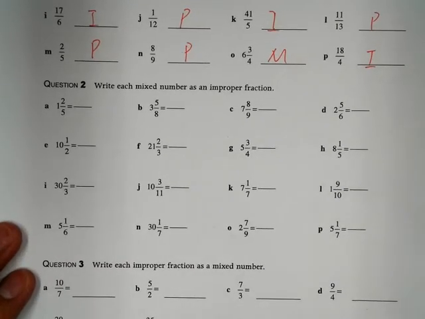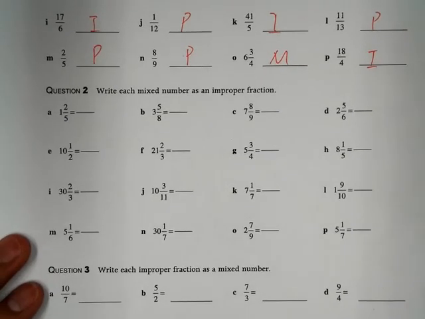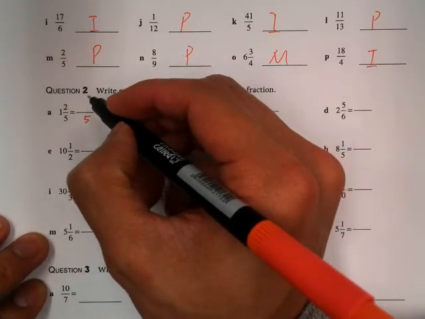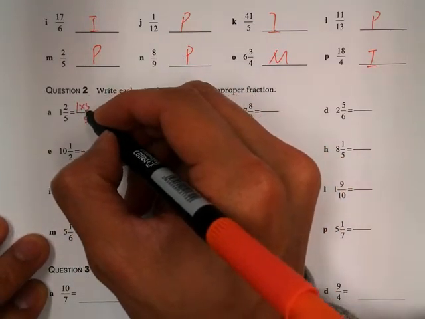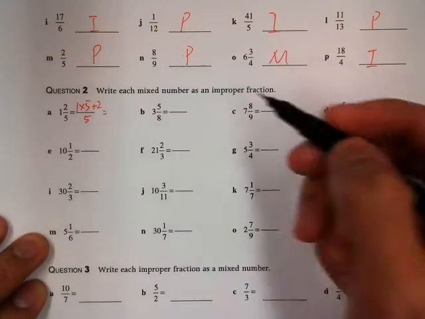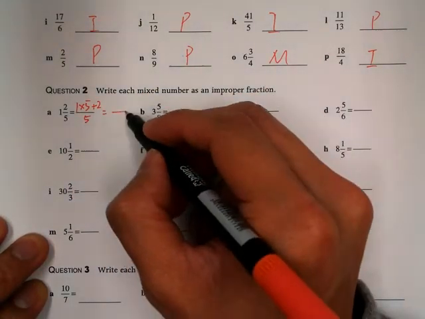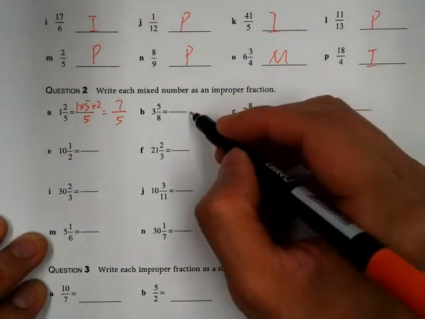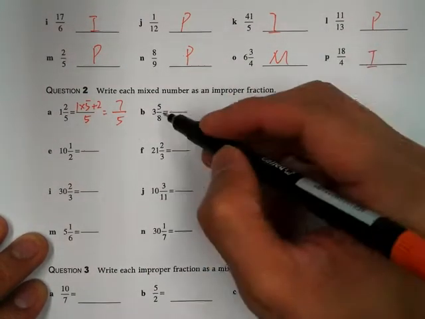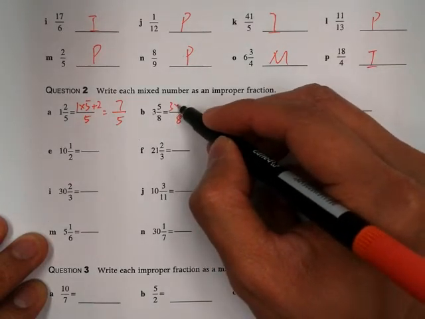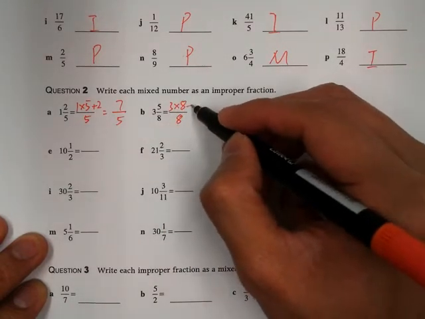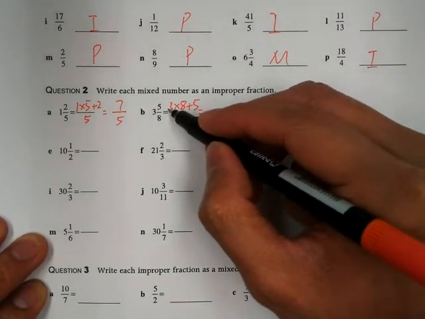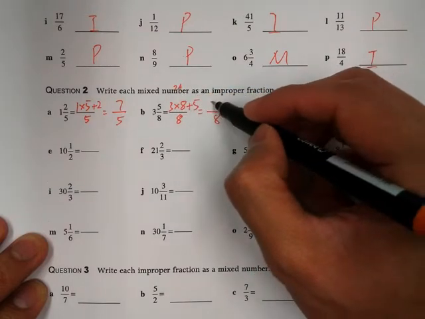And the second one, we convert the mixed number into an improper fraction. What we can do is we remain the denominator. We use the whole number multiplied by the denominator and then plus the original numerator. So 1 times 5 is 5, plus 2 is 7. One more example, we remain the denominator. We use the whole number, which is 3, multiplied by the denominator and then add the original numerator. So we have 3 times 8 is 24 plus 5 is 29.